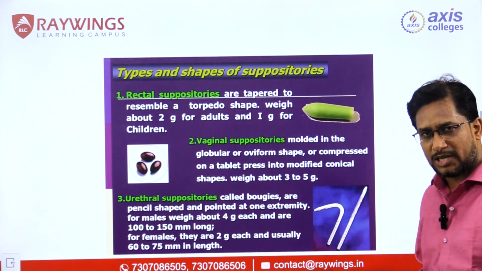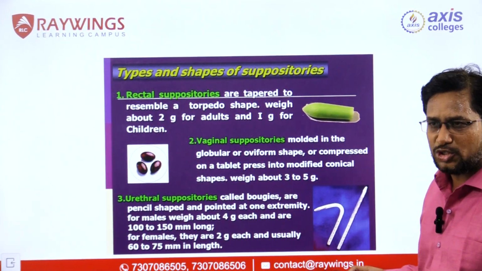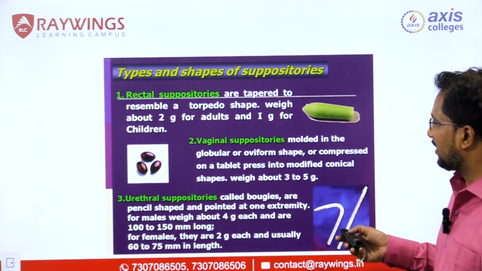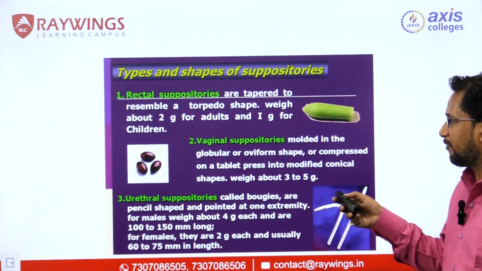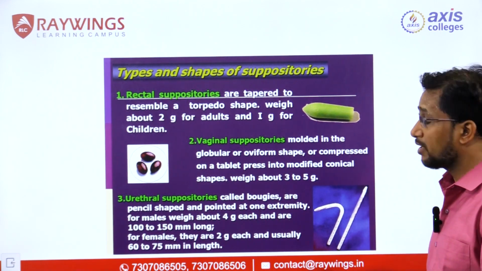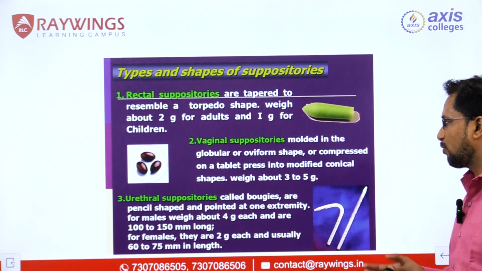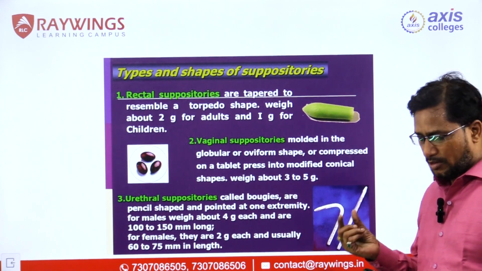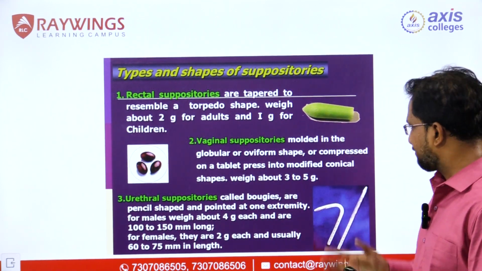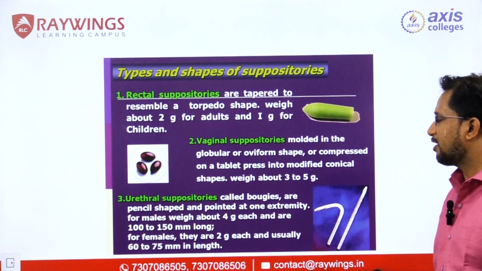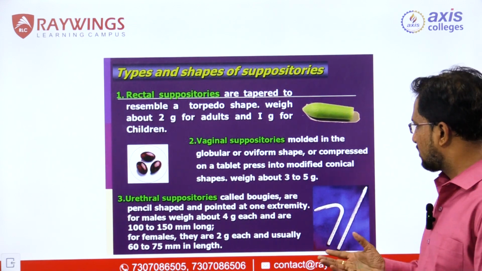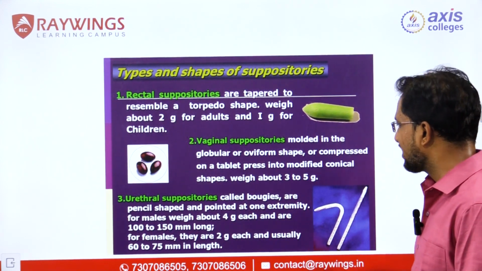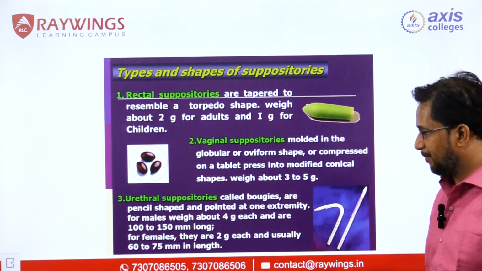Suppositories given by different routes have different shapes, sizes, and weights. Rectal suppositories are taper or torpedo shaped and weigh about 2 grams for adults and 1 gram for children. Vaginal suppositories are molded in globular, oviform, oblong or ovule shapes, or compressed on a tablet press into modified conical shapes. Vaginal suppositories weigh about 3 to 5 grams. Urethral suppositories are also called bougies and have a pencil shape.